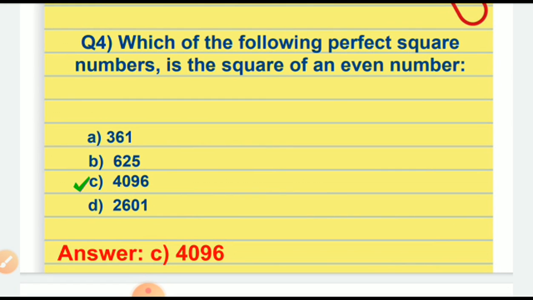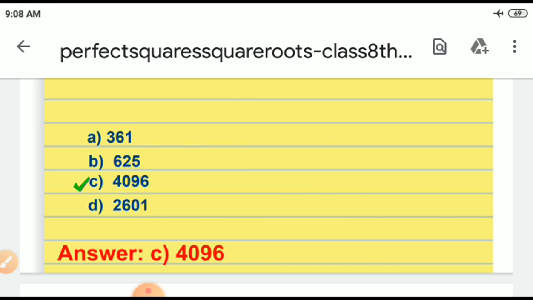Which of the following perfect square numbers is the square of an even number? Yes, these types of questions they can ask in exams, and we are knowing the rule of perfect squares of odd numbers and even numbers. Odd number squares are odd, even number squares are even. Odd number square roots are odd, even number square roots are even. Easy? Correct. So 4996 is the answer. Others are odd numbers.